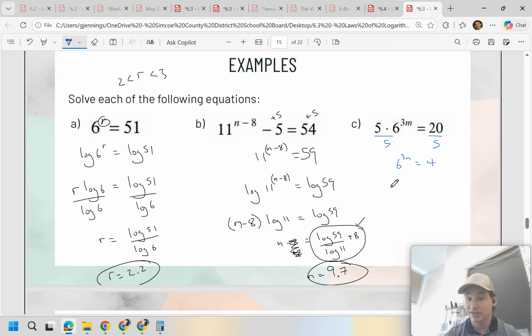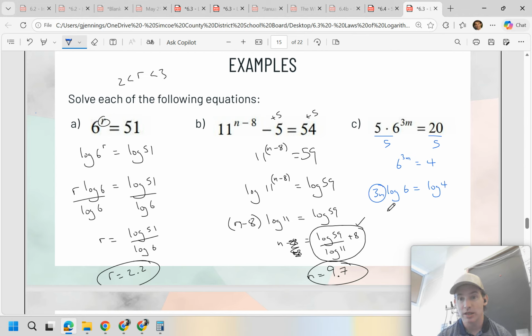Okay, we have to raise 6 to some power to get 4. I can predict that that power is going to be a little less than 1. So m must be a little less than 1/3. Okay, there is some simplification we can do here, but why bother? Just take the log of both sides. Log 6, and then the 3m, we apply the power law there, is going to be equal to log 4.